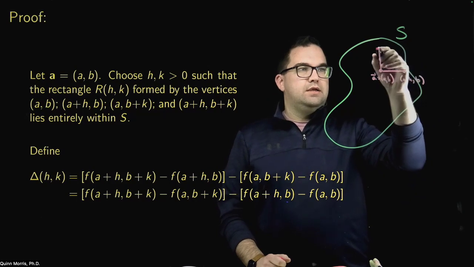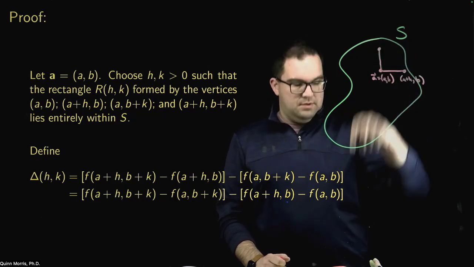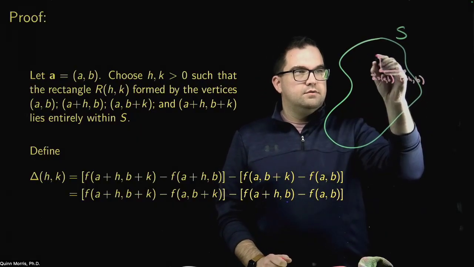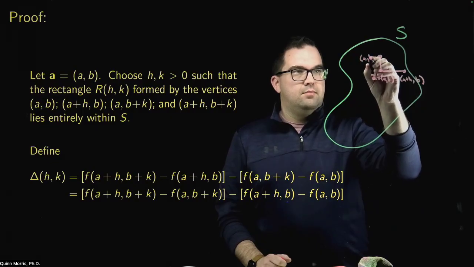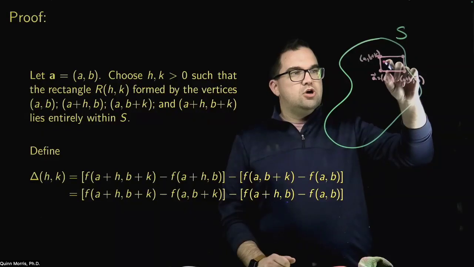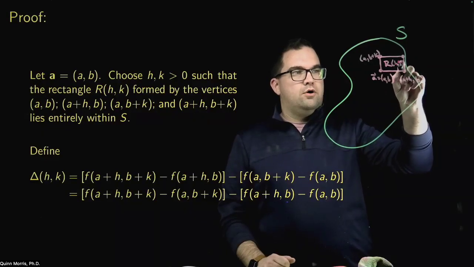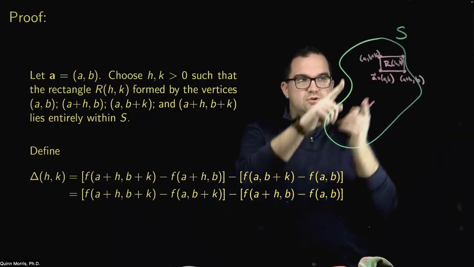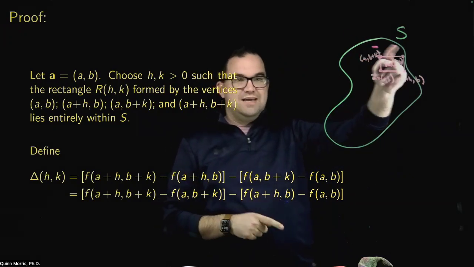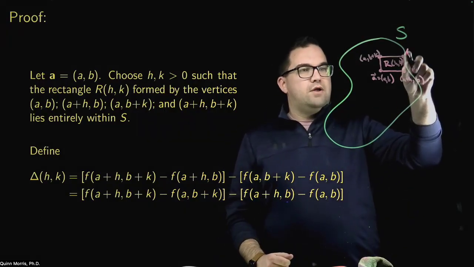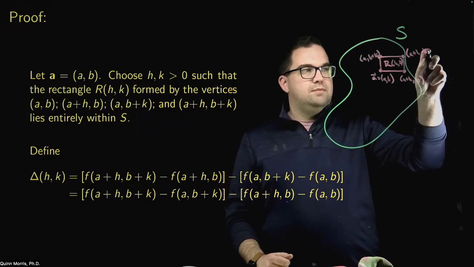So this point here would be, and maybe I need to make K a little bit smaller here, (a, b + k). And I want to be careful and choose these values of H and K so that this rectangle, R_HK, lies entirely inside of S. I want to choose these H and K values so that this rectangle still lies inside the open set S where I know all of these partial derivatives exist. Okay, so this final point is (a + h, b + k).